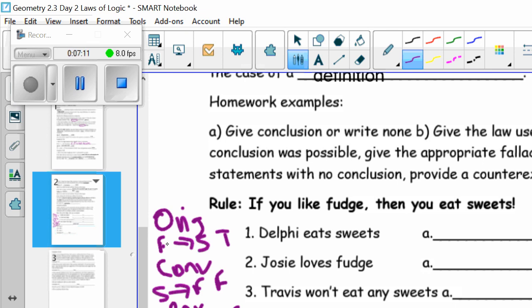So it says Delphi eats sweets. So I come over here, okay, sweets was first in my converse. And we said sweets and fudge is false, okay? Our rule starts out, if you like fudge, then you eat sweets. So then it would tell us Delphi eats sweets. Our conclusion would be none. The fallacy is FOC, fallacy of the converse. And the reason, okay, may not like fudge.